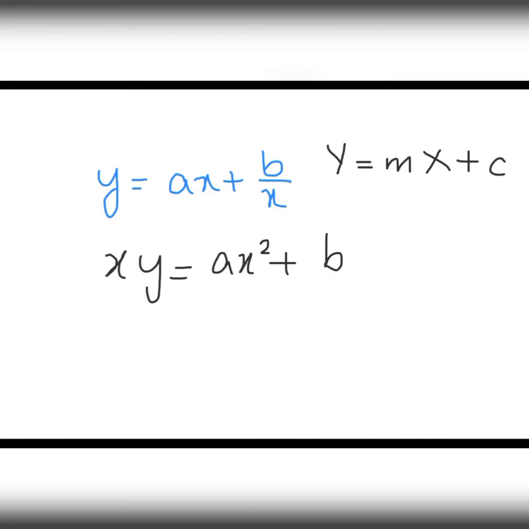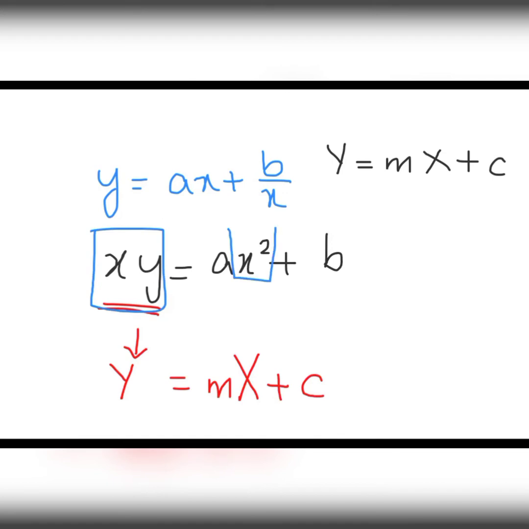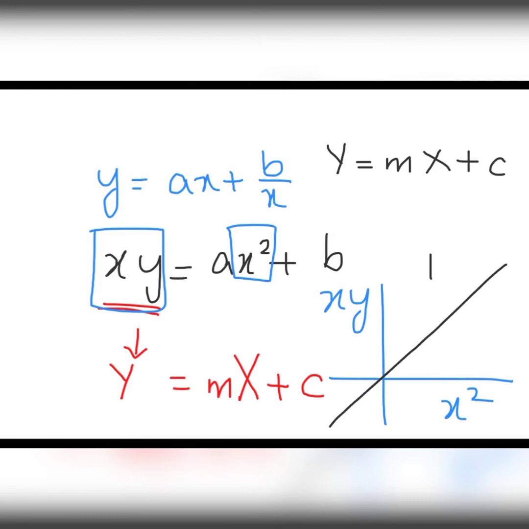Now, if I have a look at this, y becomes my capital Y, a becomes my gradient, x squared becomes my capital X, and b becomes my intercept. So now if I plot the graph of xy against x squared, I'm going to get a straight line graph. The intercept of this graph is going to be b, and the gradient of this graph is going to be a. On the other hand, if I would have plotted the graph of the original equation, y is equal to ax plus b upon x, it would have been a non-linear curve.